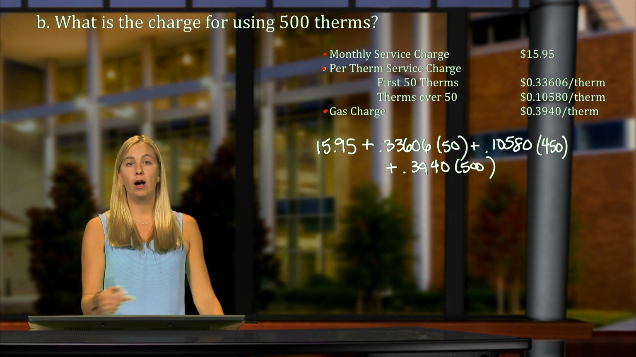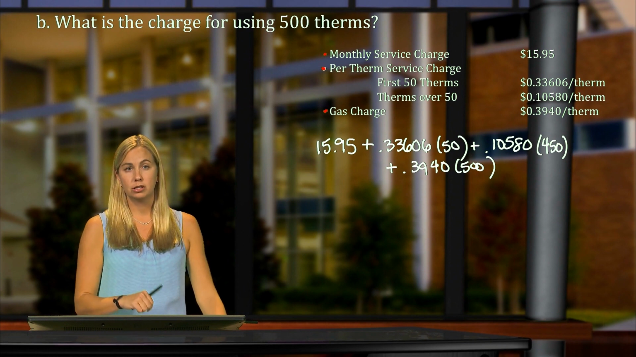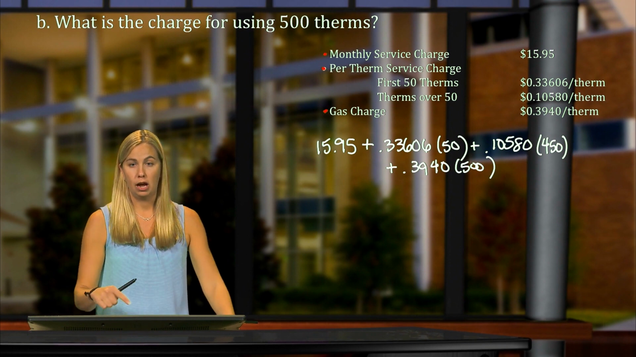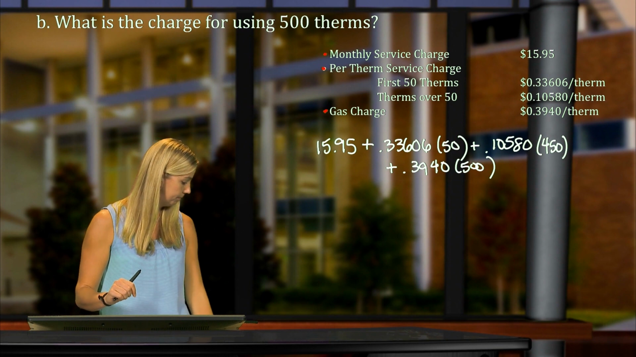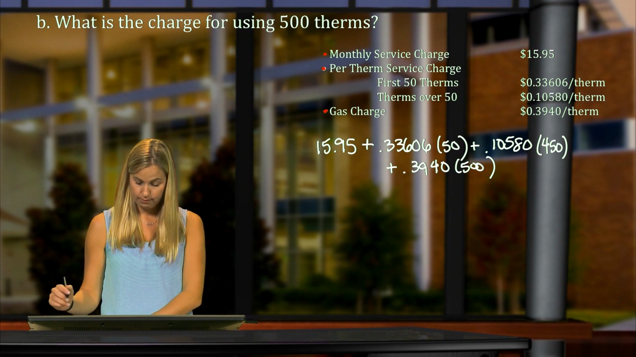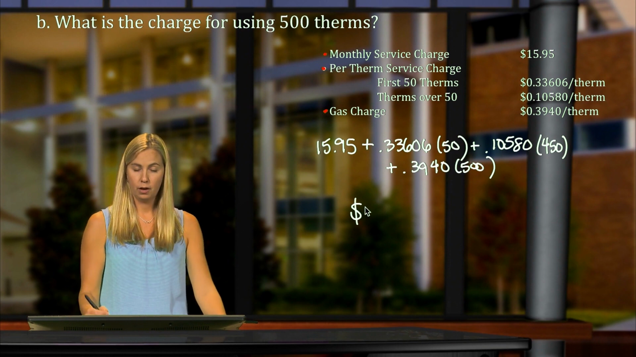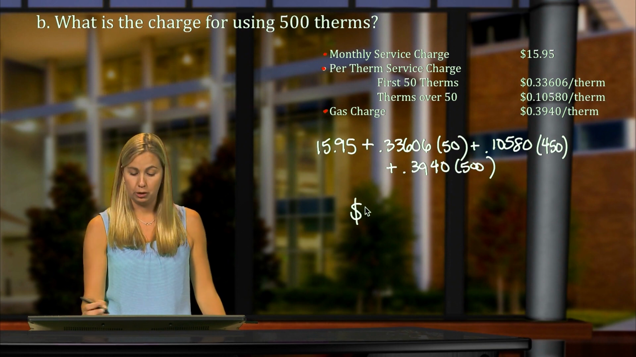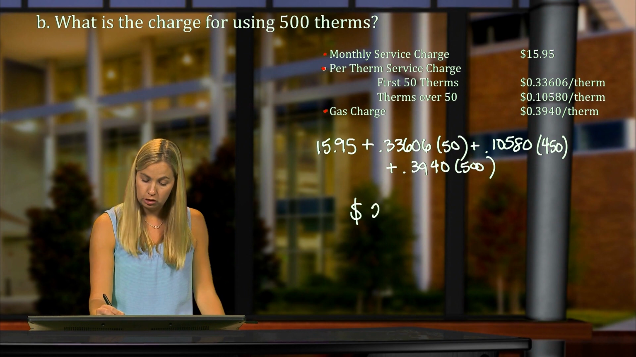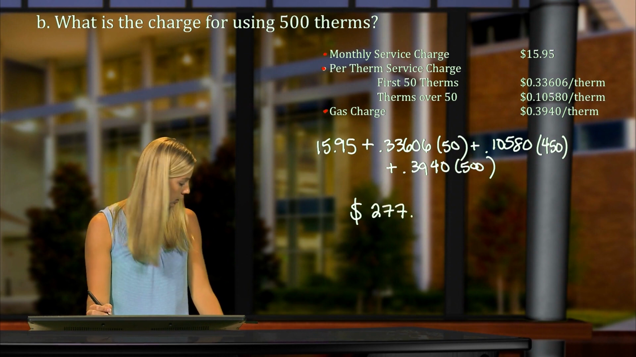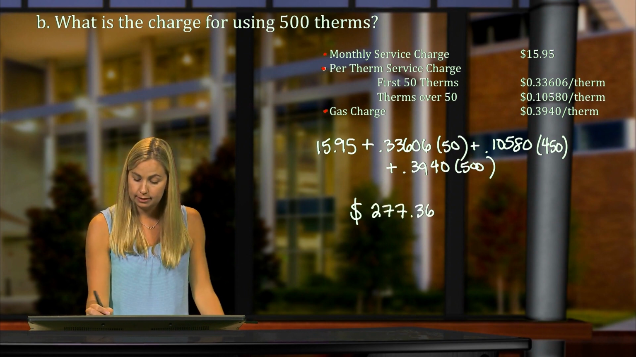Again, go ahead and press pause here. Type this into your calculator and see what your answer is. Come back in a second and we'll confer our answers. For using 500 therms in 1 month, our bill is $277.36.